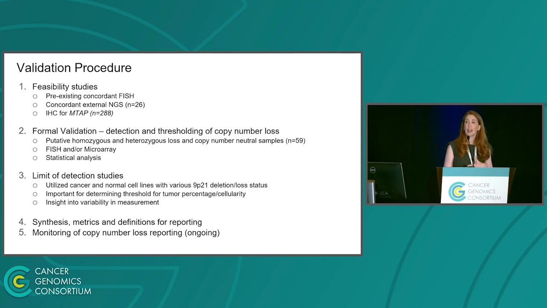So we're monitoring when do we call one gene loss? When do we call the triple gene loss? What cancer types are these showing up in? What is our tumor percentage? What does the number look like? So that's something important to us.